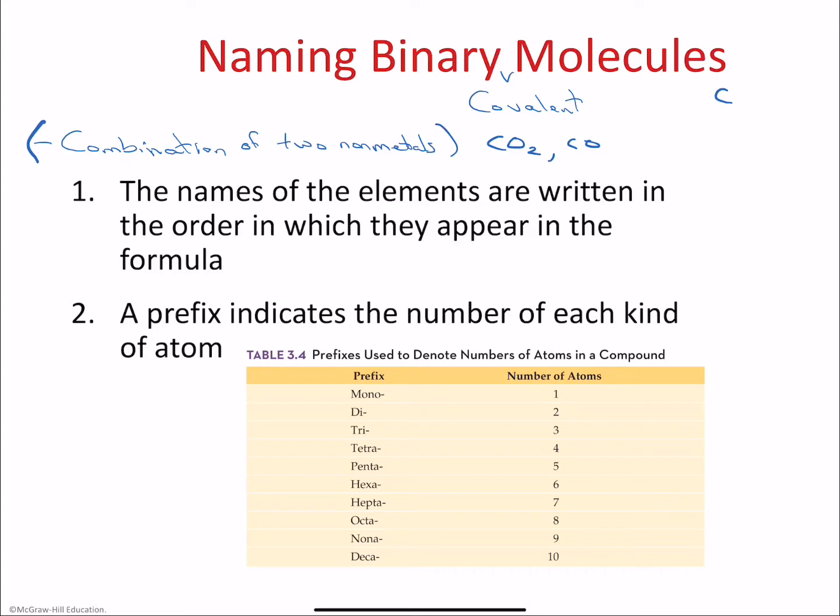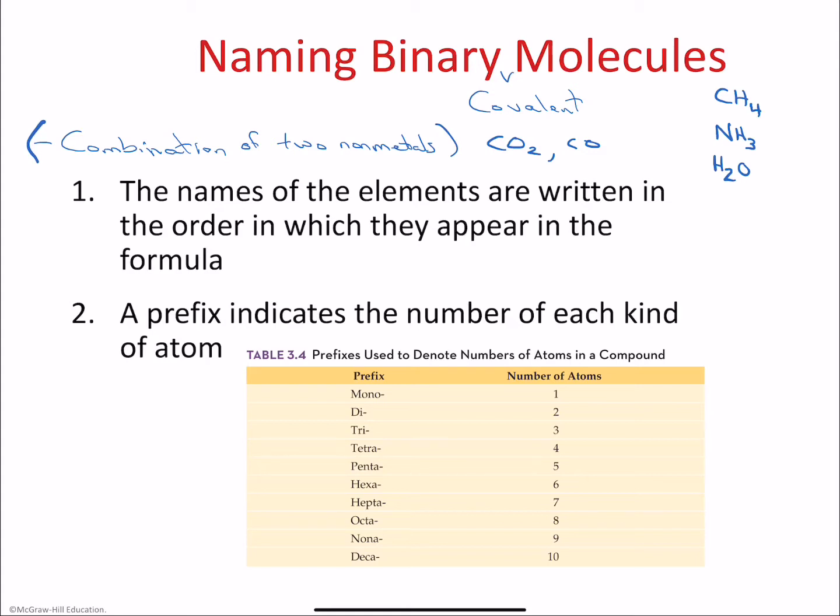Some binary covalent molecules just have common names. Some examples found in the textbook are CH4, which is methane, a component of natural gas. NH3, that's ammonia. It can sometimes be found in household cleaners like Windex. And of course H2O, which I think almost everybody's familiar with, which is water. But most of the time we're going to name binary covalent molecules, which again are a combination of two nonmetals, using the rules that I have laid out in the next couple slides.